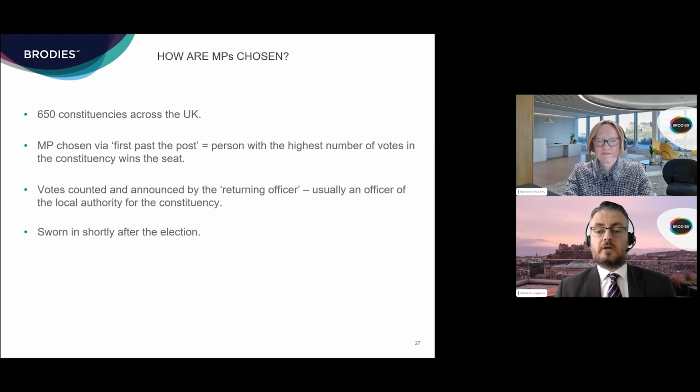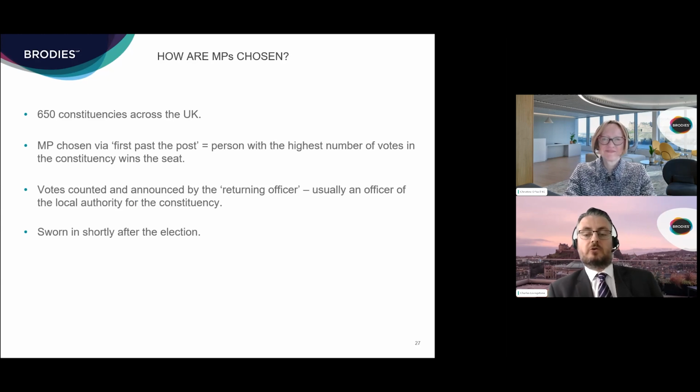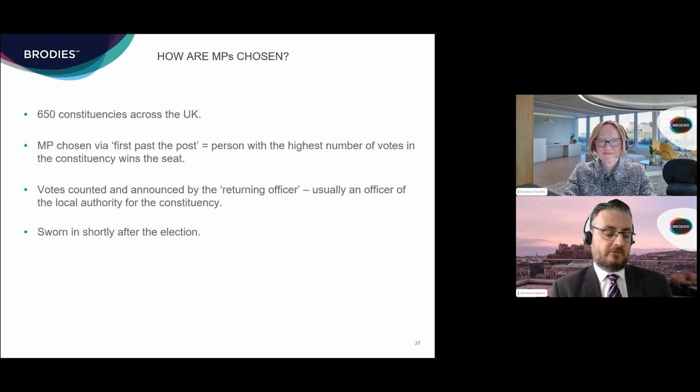The votes are counted and announced, and I should say actually, votes can be cast in a few different ways. Most people vote in person on the day. You can vote by post or by proxy. If, like me, you're going to be on holiday for the election and you haven't requested your postal vote, today is the last day to do that. We did not deliberately time it that way, but if you haven't got around to it yet, you need to get it done. So the votes are counted and announced by the returning officer, which is usually an officer of the local authority for the constituency. So you'll have different arrangements in different places.